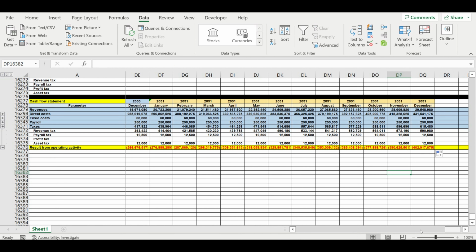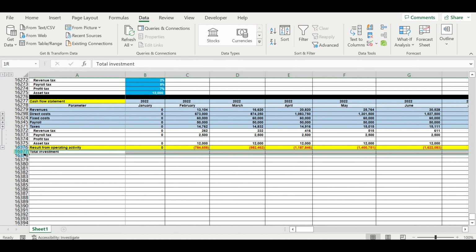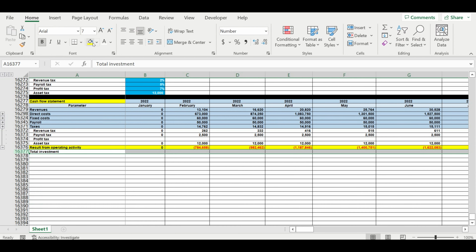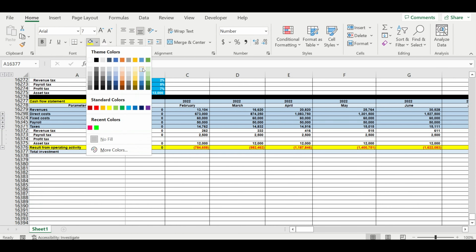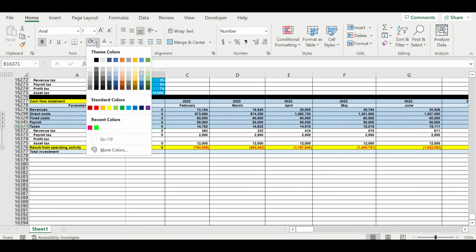And now let's move to the investment stage. Total investment. Total investment. Which color is that? Is it the second one?